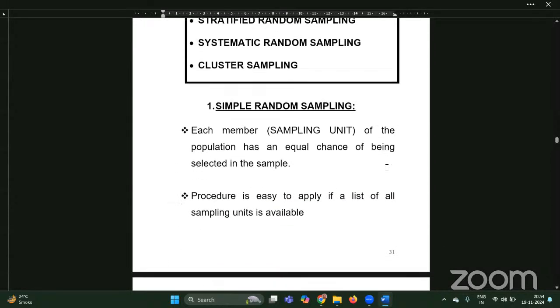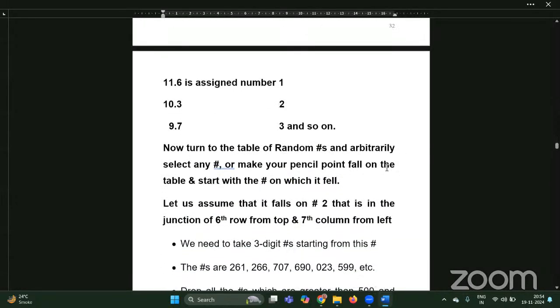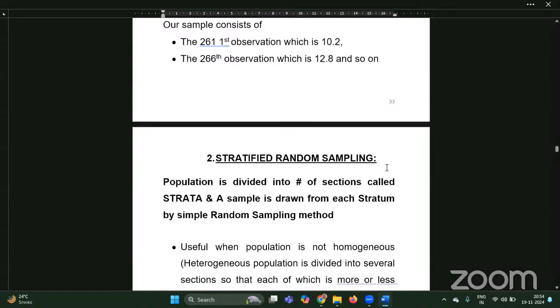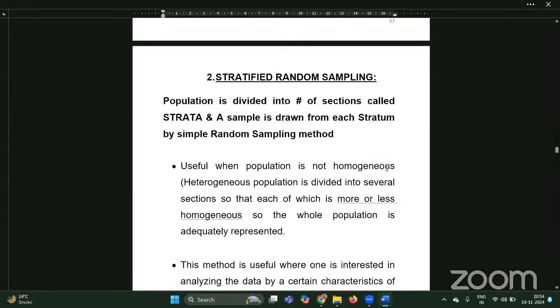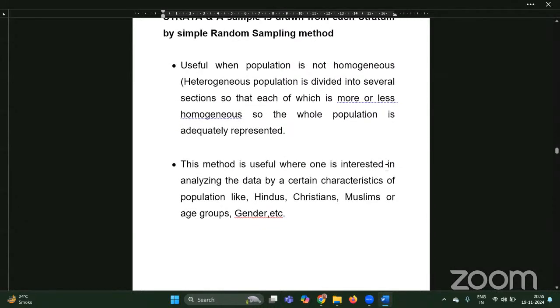Then the probability sampling technique we have already seen, right? In stratified, you divide into two strata, three strata like this, and from each stratum you take a sample, either by simple random or systematic random sampling.